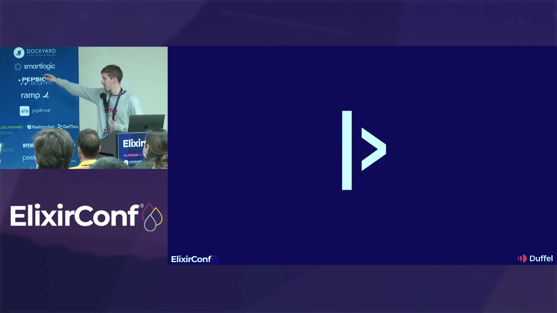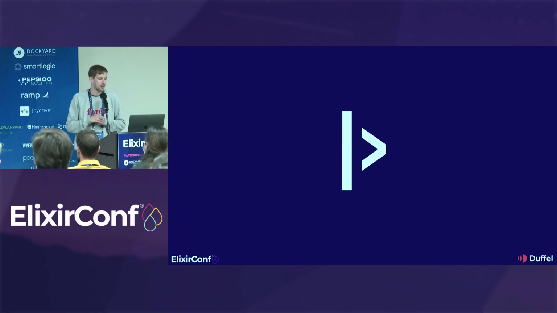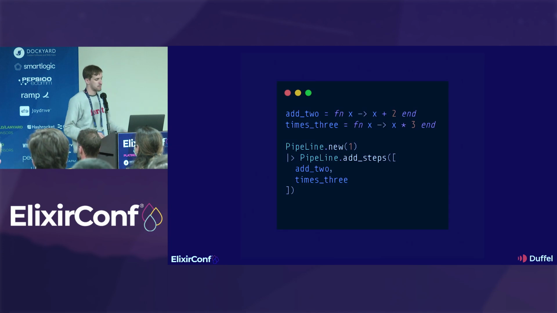So this is the pipeline operator. If you've used Elixir for more than about 4 seconds, you probably know what this is. And it's kind of a rite of passage in Elixir, I think, to take it upon yourself to improve this, right? So I'm no exception. I did the same. I've written a pipeline library, and here it is.